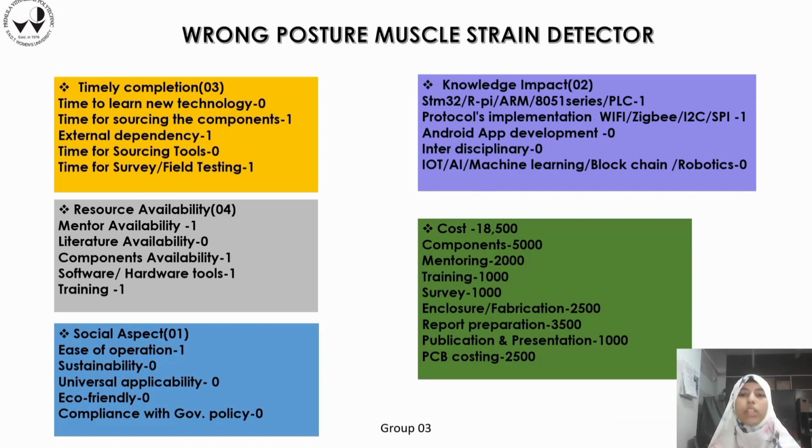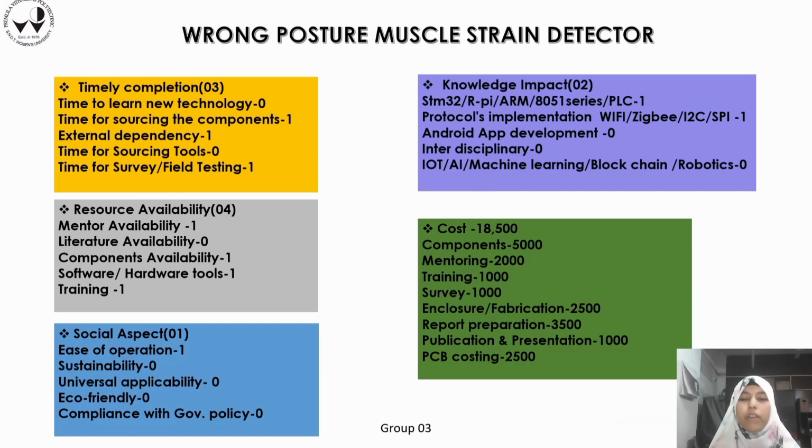Fourth parameter, knowledge impact, in which the subparameters are STM32, Raspberry Pi, ARM, 8051 series, LPC 2148. For this project, we are going to work on LPC 2148, so we have given it 1. And protocol implementation: Wi-Fi, ZigBee, I2C, SPI. This project requires some part of protocol implementation, so we have given it 1.